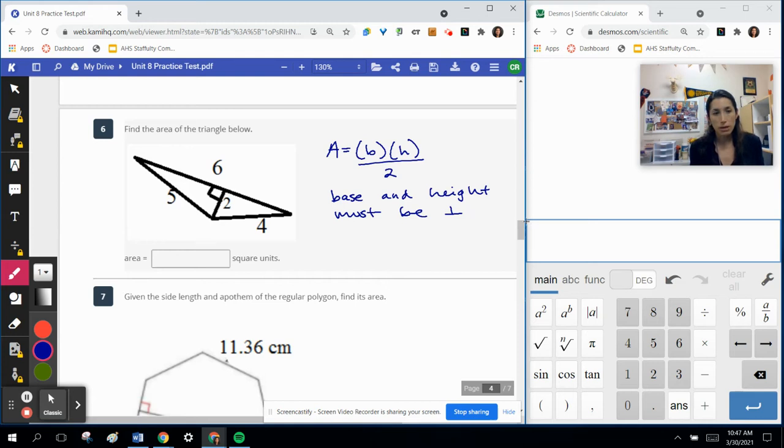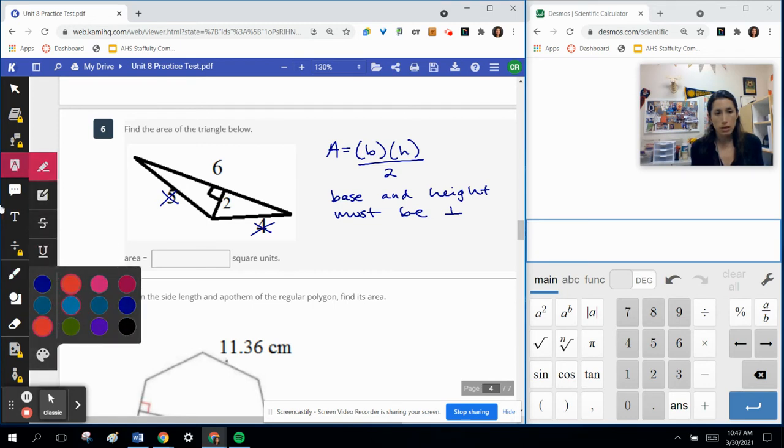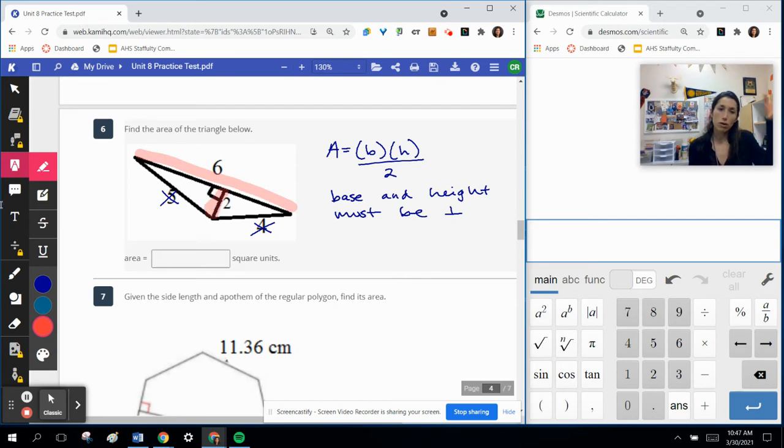So in this diagram here, we can't use 4 as a base. There's no segment that's perpendicular to it. We can't use 5 as a base. There's no segment perpendicular to it. But the 2 segments that are perpendicular in this diagram would be the 6. That side here is perpendicular to the 2. So almost imagine if you rotated it, 6 would be on the bottom, 2 would be like the height of that triangle.